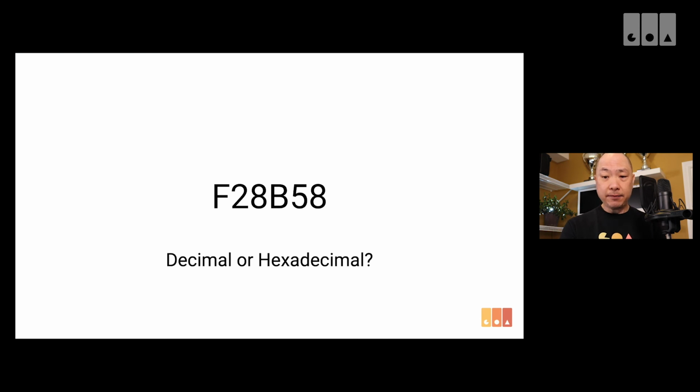Now what if we had a number that looks like this? 188758. Is that a decimal number or a hexadecimal number? We don't know. We can't tell. Just by looking at that, we can't tell. Right? It could be either.